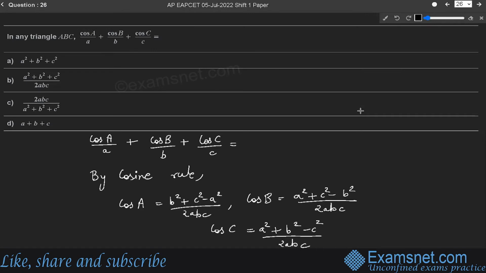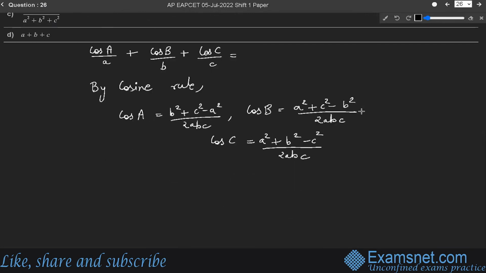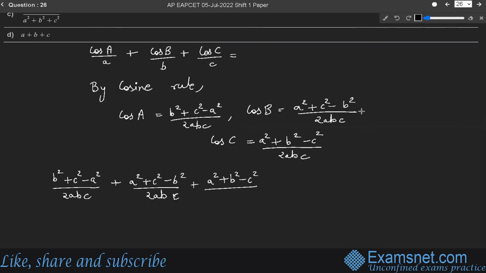And we know that cos C is equal to (a² + b² − c²) divided by 2abc. Substituting the values for cos A, cos B and cos C in the given expression, it becomes (b² + c² − a²) divided by 2abc plus (a² + c² − b²) divided by 2abc plus (a² + b² − c²) divided by 2abc.